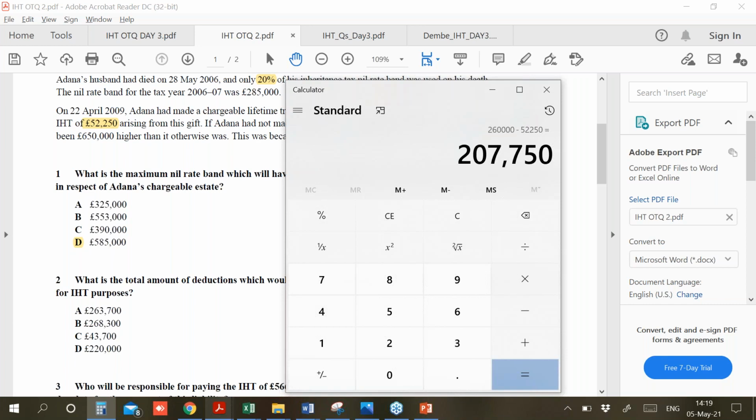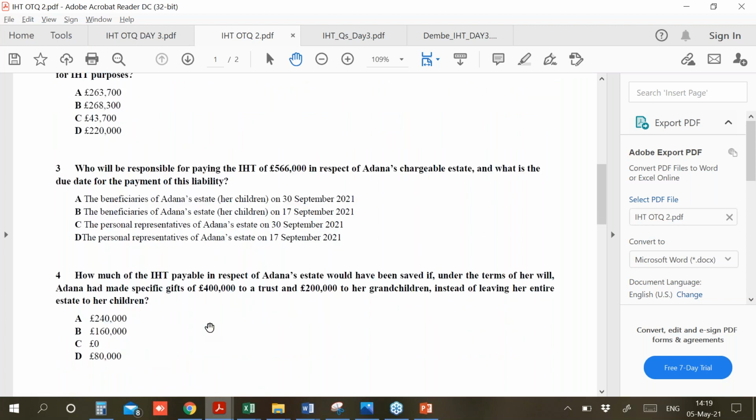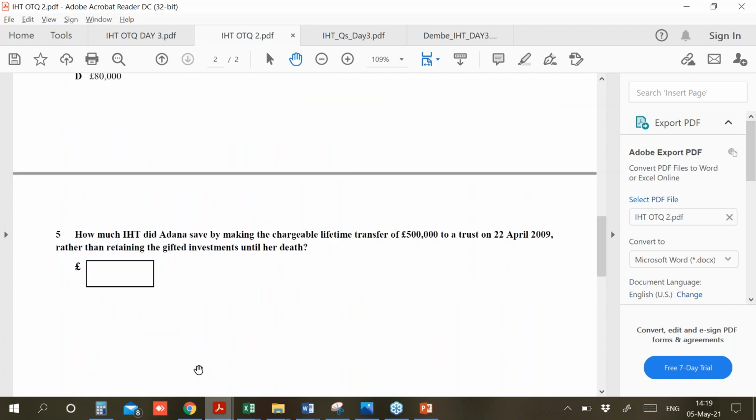207,750 is the amount of additional IHT that she would have paid. Please do remember that if they ask you what is the additional amount, or the amount as compared to, remember that if there is anything that they have already paid, you have to deduct that from your savings. So that is why here they have clearly asked how much IHT Adana would have saved.